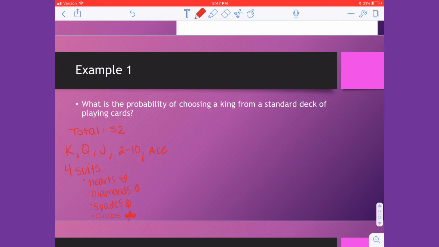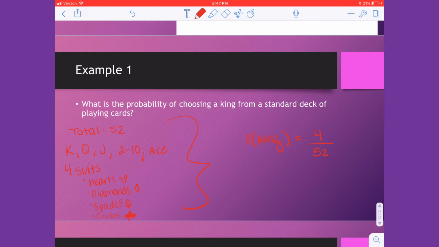Okay? So with that being said, what is the probability of choosing a king? Well, I know that there are 4 suits and there are kings in each of those. So there are 4 possibilities. So probability of getting a king is 4 out of a total of 52 cards.